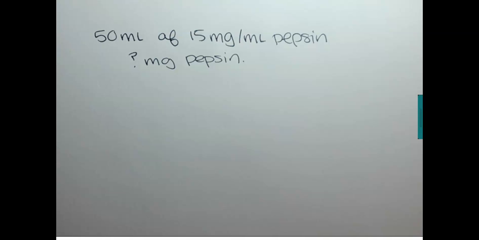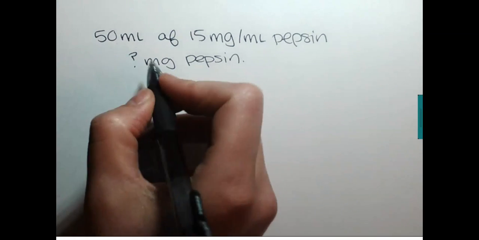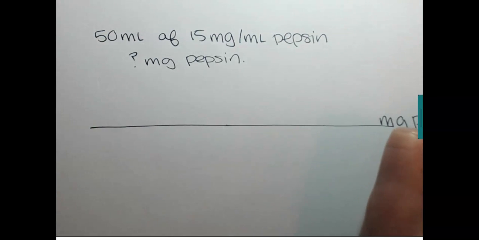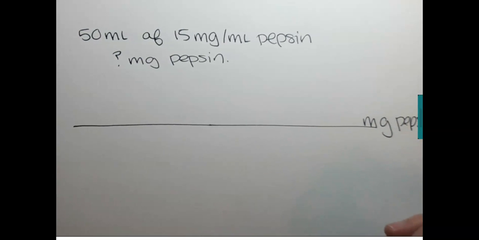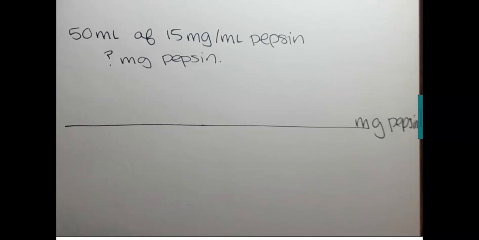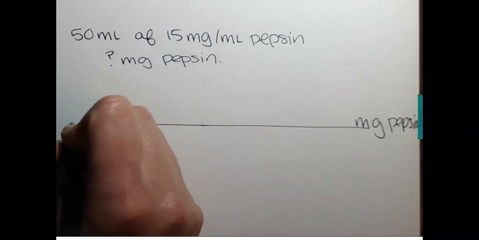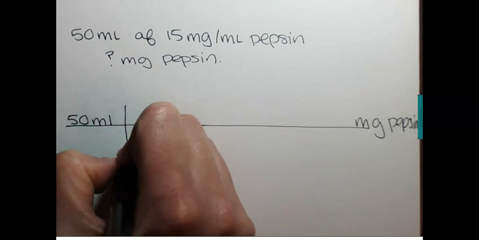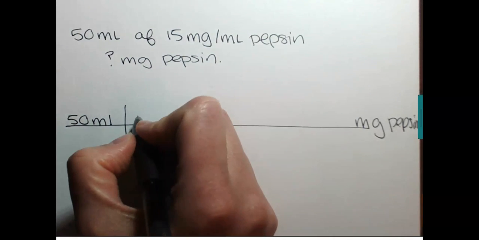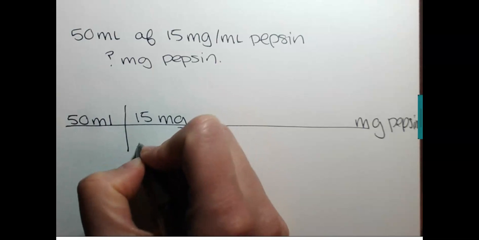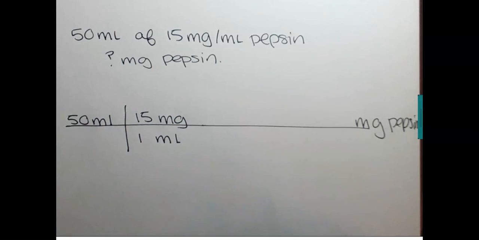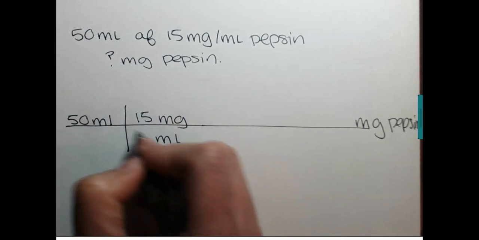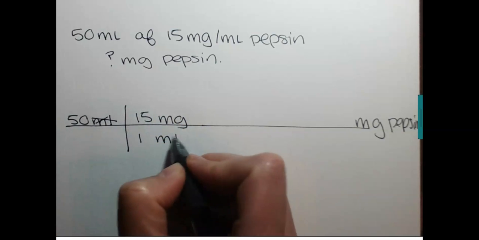I want to get to milligrams of pepsin, so I'm just going to write that at the end to remind myself that that's what I'm dealing with. I have 50 milliliters, the volume that I want, and the concentration that I want is 15 milligrams for every 1 milliliter. I like setting it up this way because I can see if I have units on the opposite side, then I can cancel those units. And then I'm left with milligrams, which is good because that was the unit that I wanted to get to in the end.